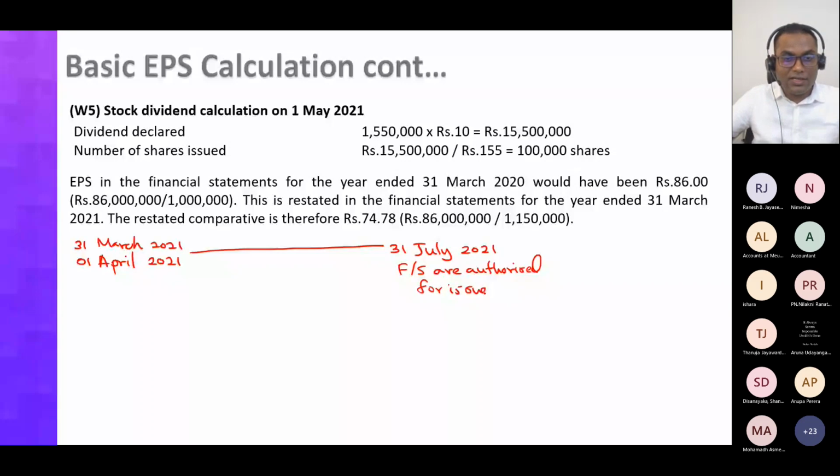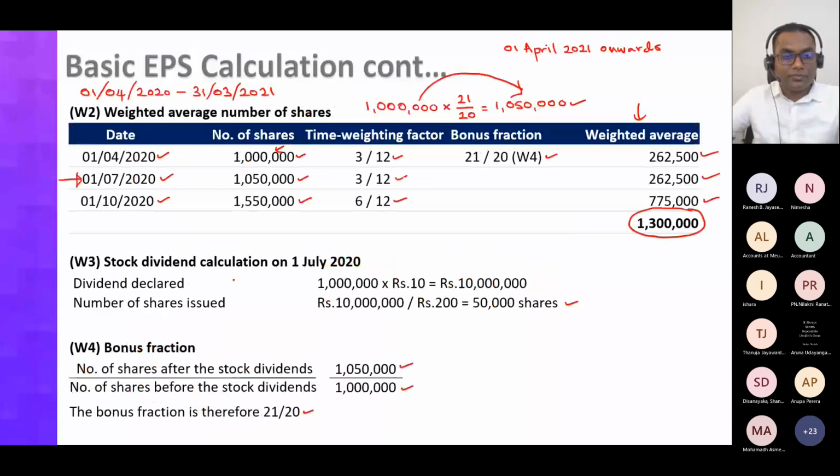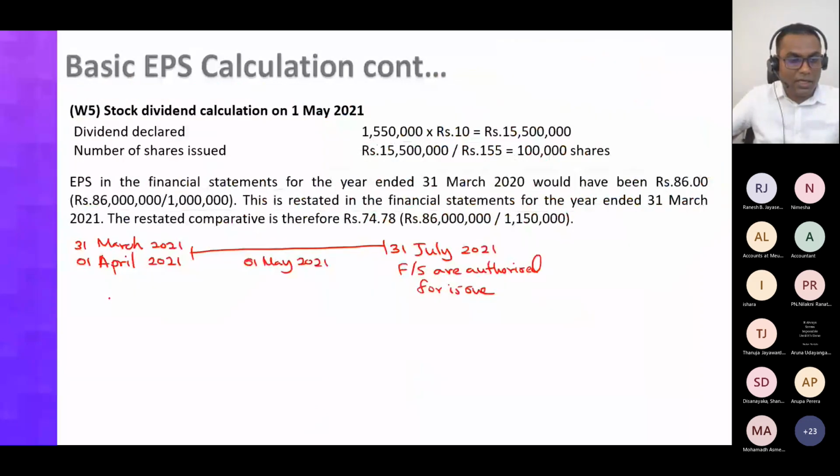In between, somewhere around 1st May, during this period, there's a stock dividend share issue, 10 rupees per share. Now, how many shares are outstanding by the year end, 31st March 2021? 1,550,000 shares are in issue at the end of the current year.